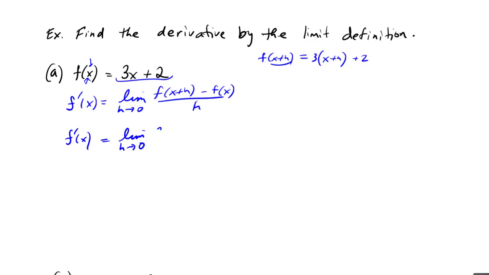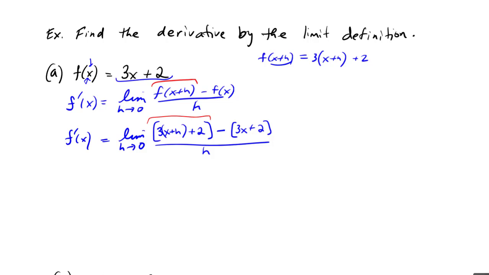So that's what I'm going to use here. 3 times x plus h plus 2. And I'm just going to put that in brackets here to make it clear that that is the first part, that is f of x plus h. Minus f of x. Well, f of x is just as the original function is described. 3x plus 2 over h. So again, let's be clear. F of x plus h is just this here in the brackets. F of x is just this here, and we're always subtracting them. And then we put these over h.